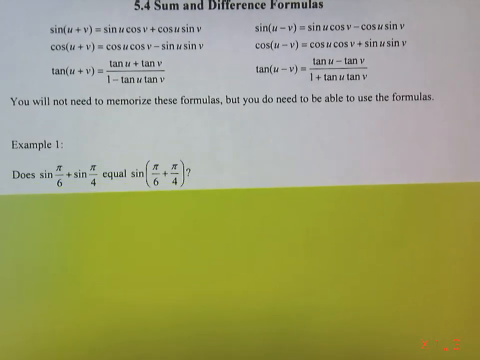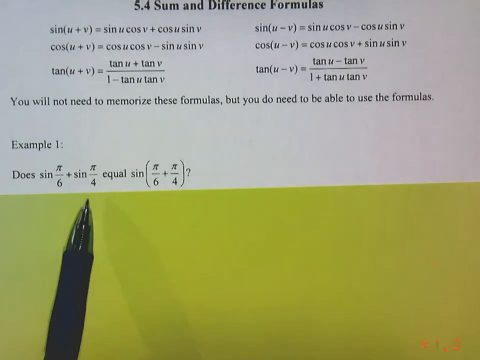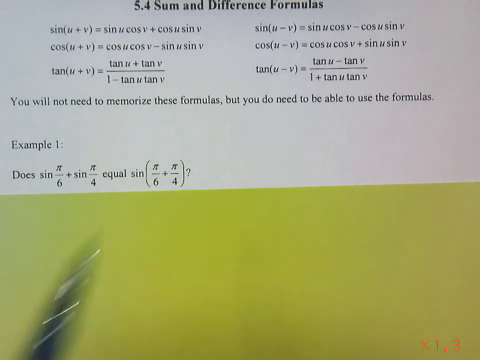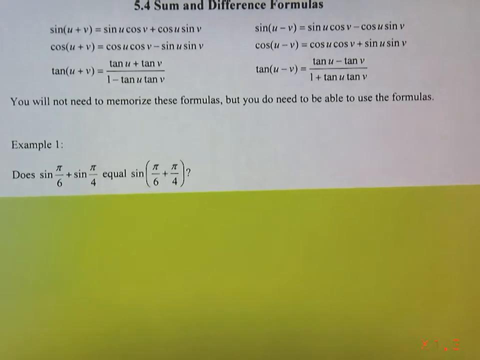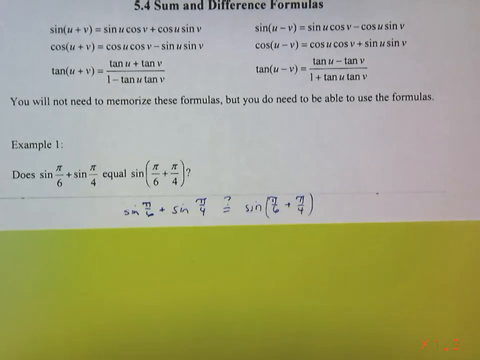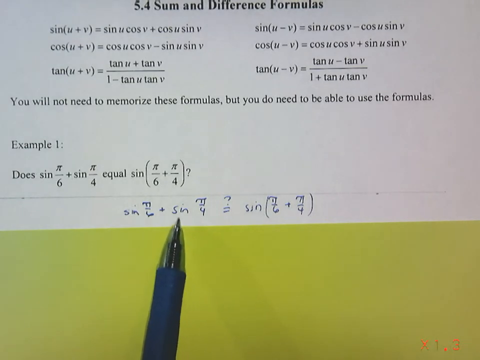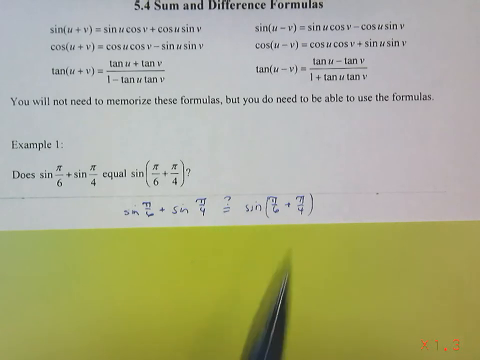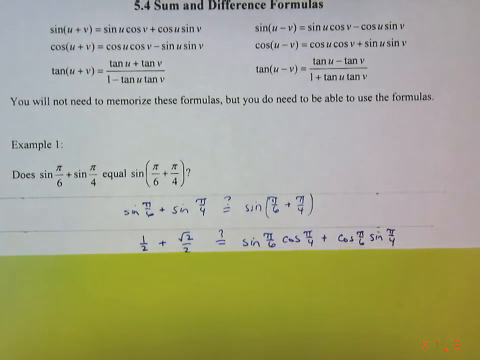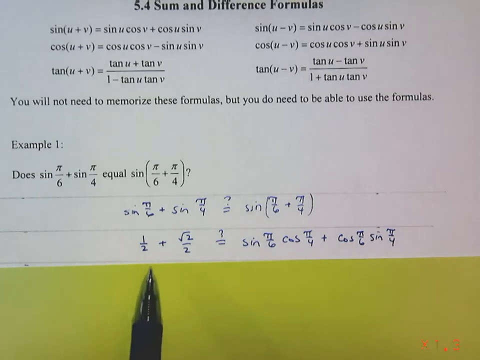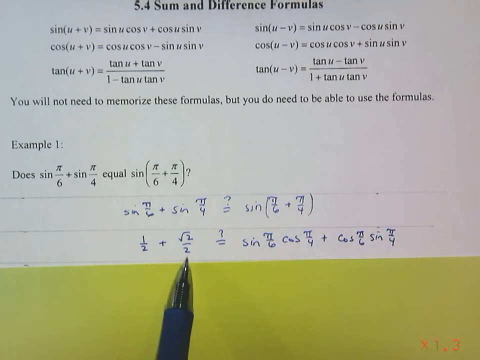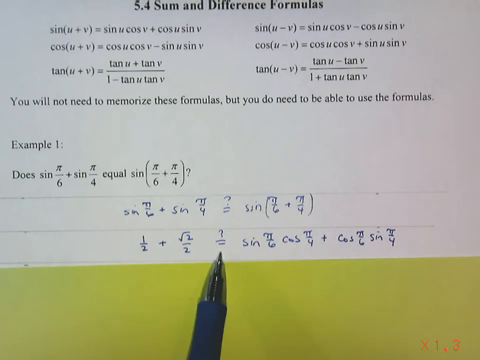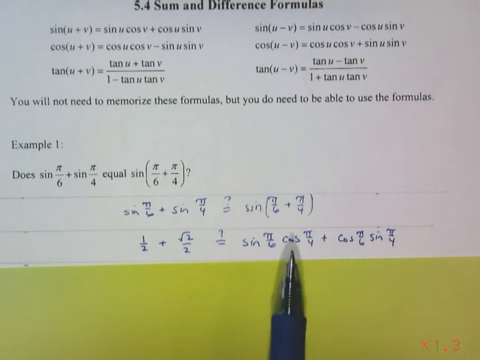I want to just see if sine pi over 6 plus sine pi over 4 is equal to sine pi over 6 plus pi over 4. So what I do is I set this up as an equation. Sine pi over 6 plus sine pi over 4. I want to see if it's equal, so I have a question mark over my equal sign. Sine pi over 6 plus pi over 4. I substitute the left-hand side. Sine pi over 6 is 1/2 plus sine pi over 4 is square root of 2 over 2. Once again, I want to see if it's equal to, so I have a question mark.